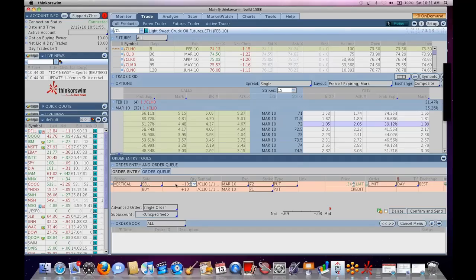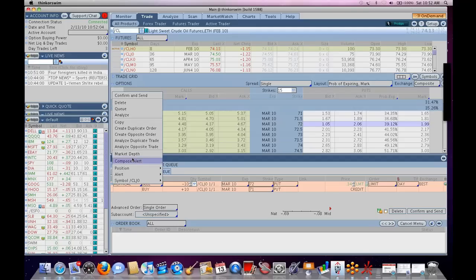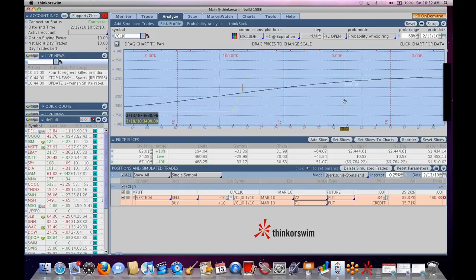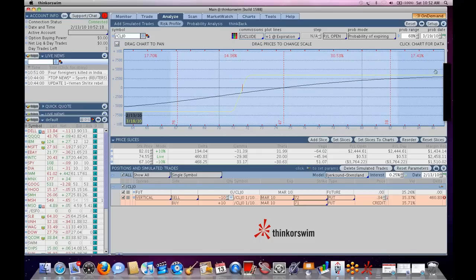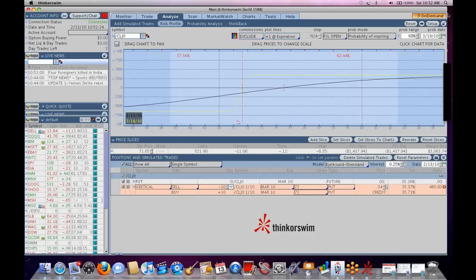Okay, so I'm selling 10 of the 72 puts, buying 10 of the 71 puts as a hedge, 34-cent credit. Let's analyze it. Click, analyze duplicate trade. Here's my short vertical. Let's go through the steps again. Probability date, make sure it's on Feb expiration. Okay. Set slices, break even, 318. Oops, that's a future, that's right, on the 18th.